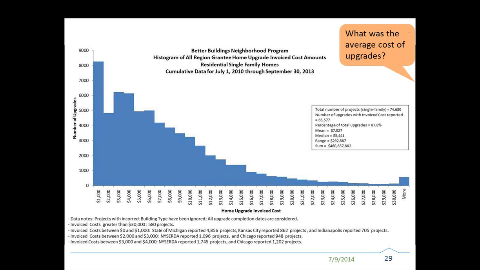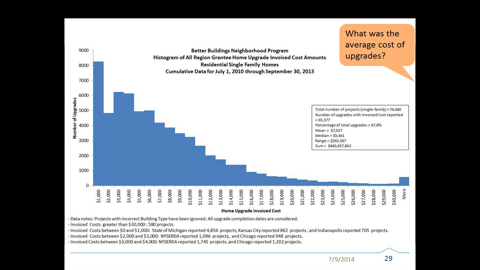So, again, here you have a histogram, and bins here are around 1,000, similar to the loan amount. And so we're looking at frequency distribution here, number of upgrades with that invoice cost amount that was reported. So there were about 74,680 projects, single family, but only about 65,577 actually had that information. So that's what we have here.